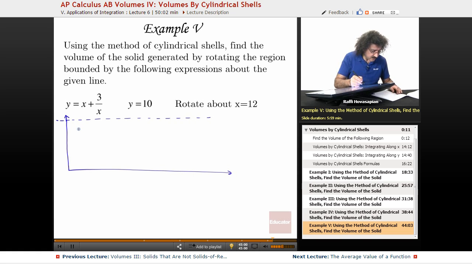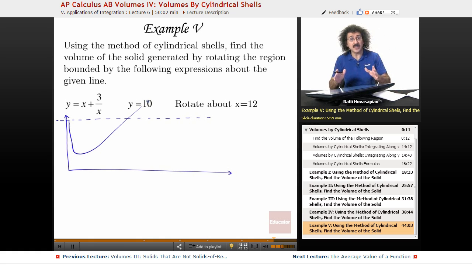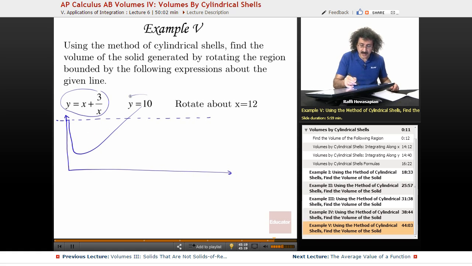The graph itself actually looks like this. It goes down and it comes up like that. Whatever technique you need to use in order to graph it, that's what the graph looks like. Now y equals 10, that's this line right here. So this is the region that we're concerned about, and it's this region that we're going to be rotating.